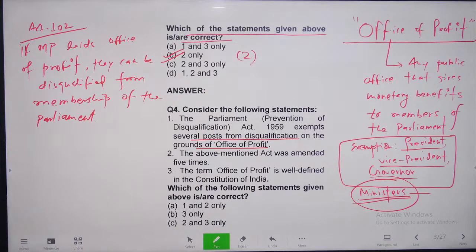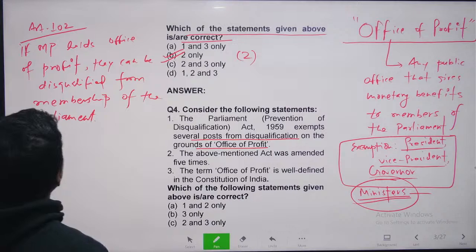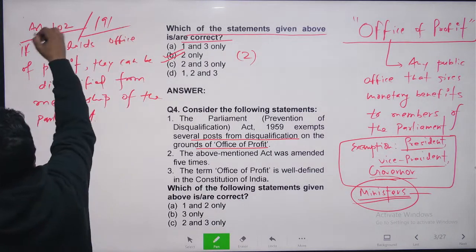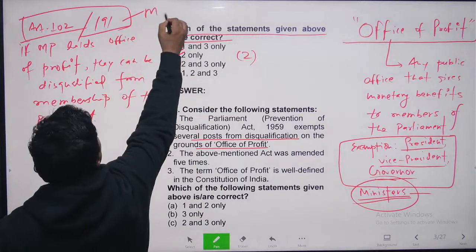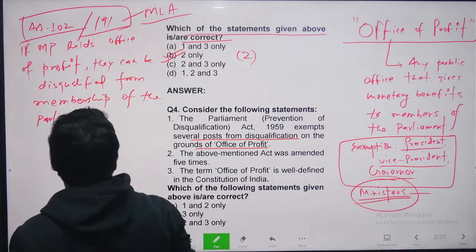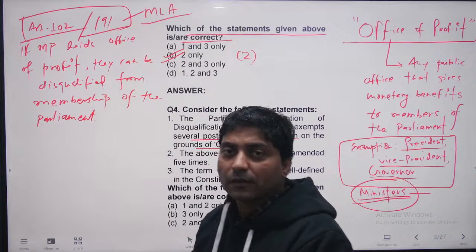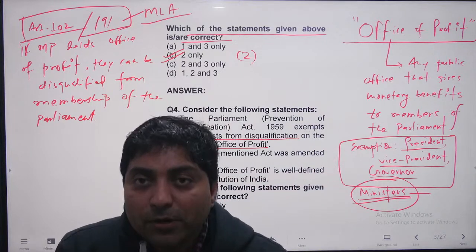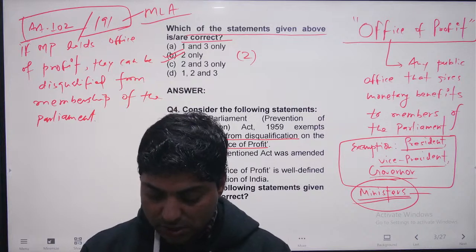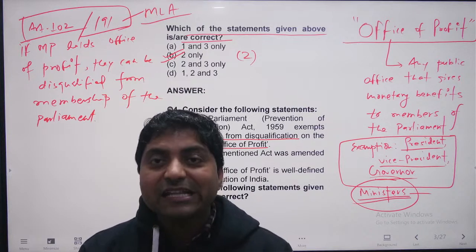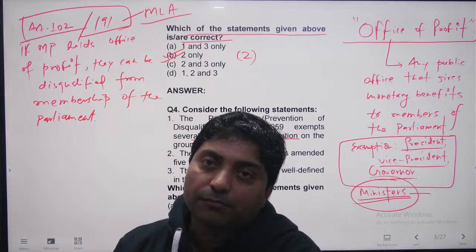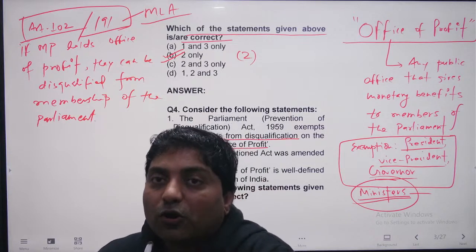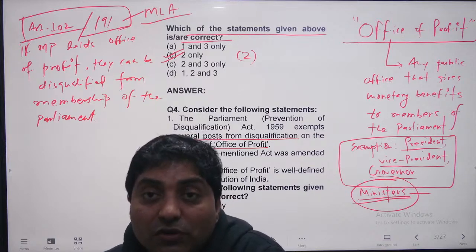Membership of the parliament. Now similarly, if you look at Article 191, it talks about MLA. MLA means member of legislative assembly. If any member of legislative assembly gains some monetary profit or monetary gain from public office, they can be disqualified.